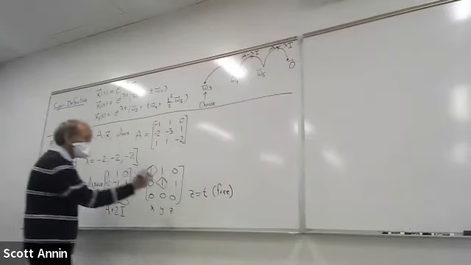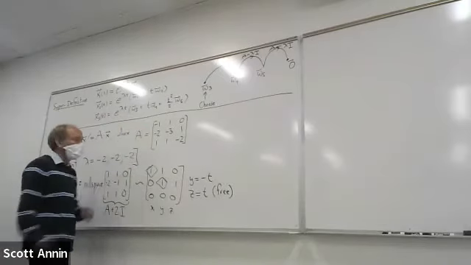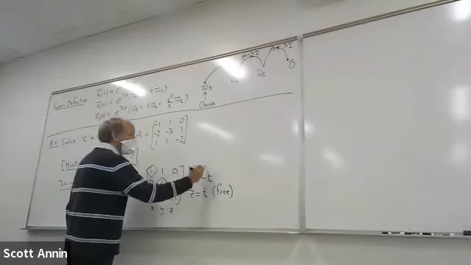And now I'm going to solve by back substitution for Y. Y would be -T from the middle equation. And then going back to the top row, X is equal to T.